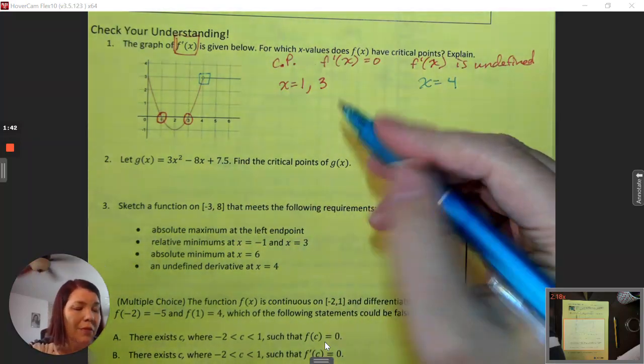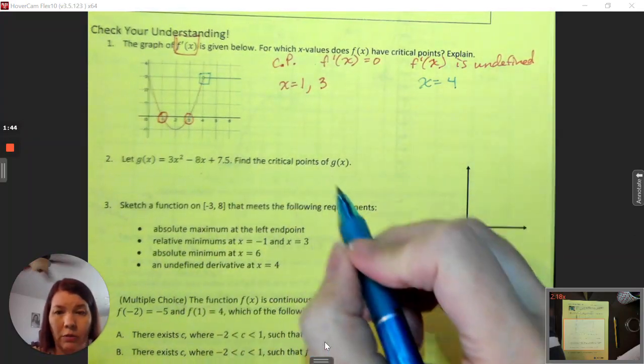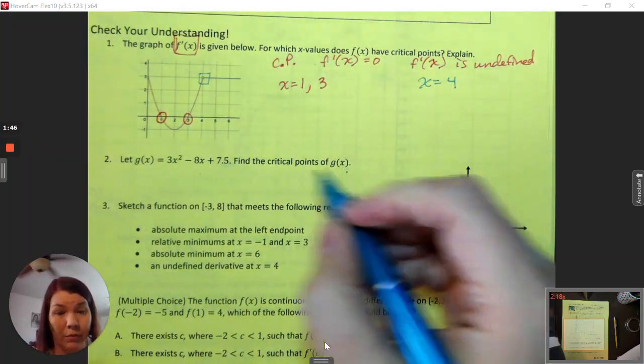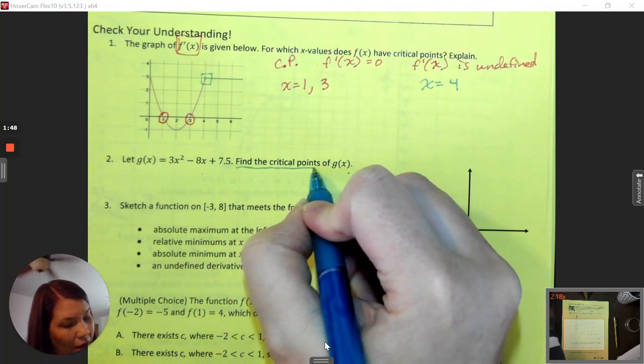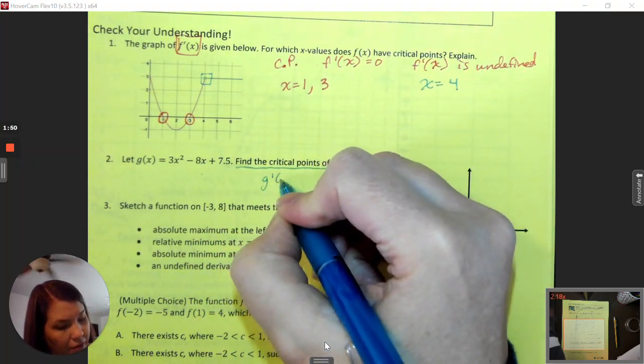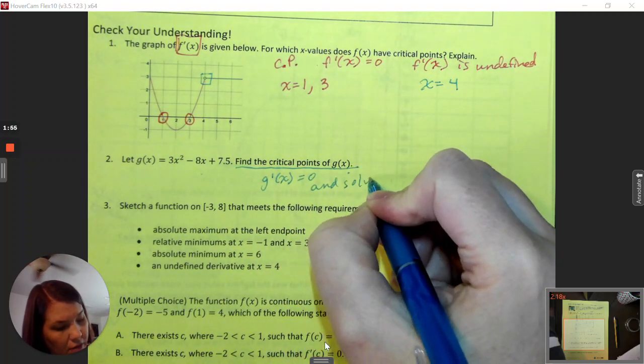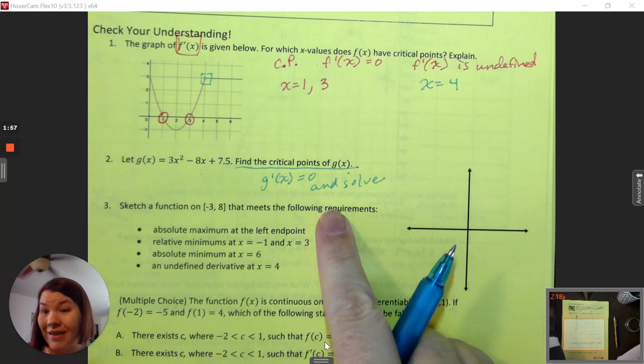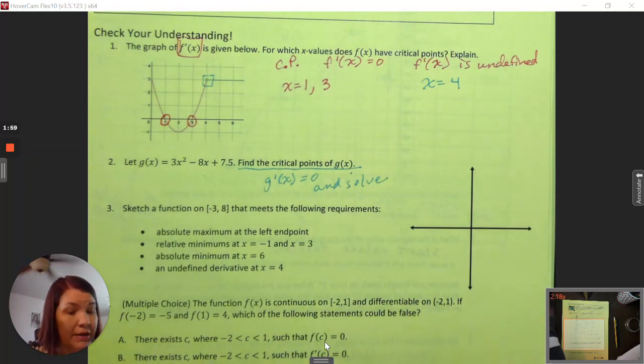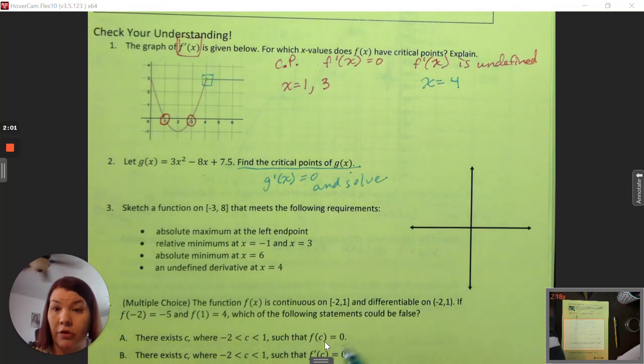So this is a polynomial equation. We're asked to find the critical points. So to find the critical points, when this is what we're asked to do, set the derivative equal to 0 and solve. That is your hint. That's a hint for number 2. So we'll come back to that in just a minute. We'll do it together. But for right now, there's your hint.